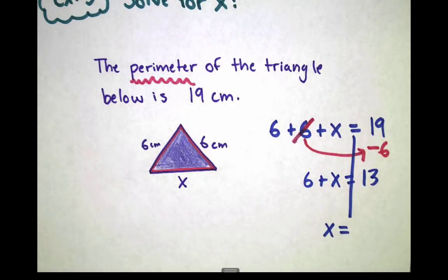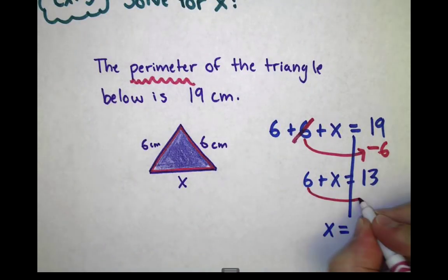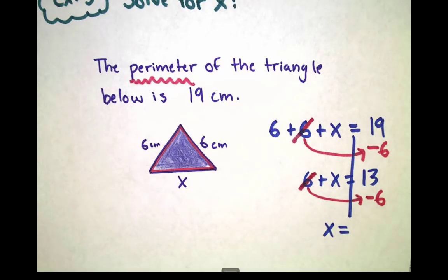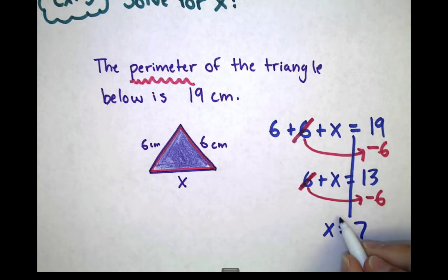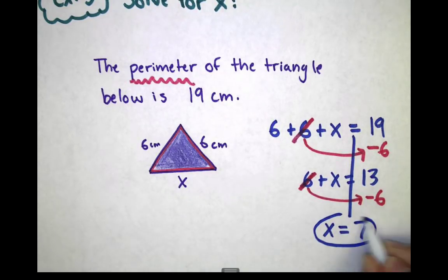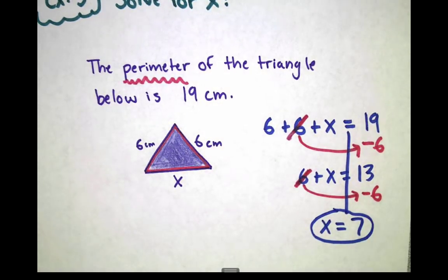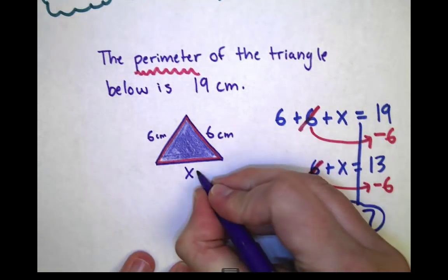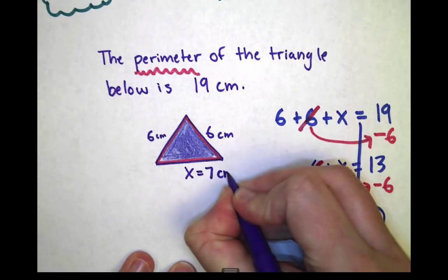I still got to do another flip. I got to flip the other 6. So I'm going to take this 6 now, turn it into a negative 6 to flip it over. 13 take away 6 is 7. So x is equal to, man, for some reason in all of my examples today, we keep getting 7 as an answer. I don't know why. x is equal to 7. Meaning in our triangle, this x is equal to 7 centimeters.